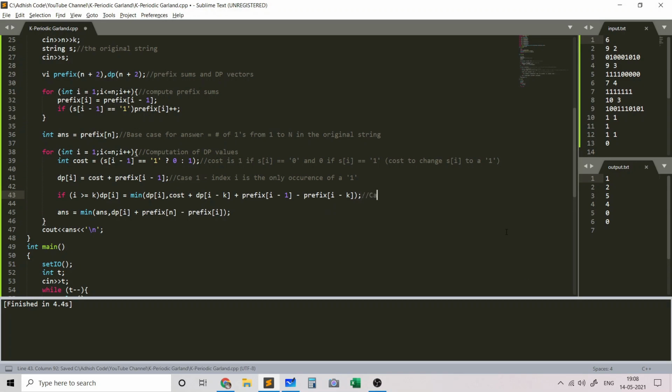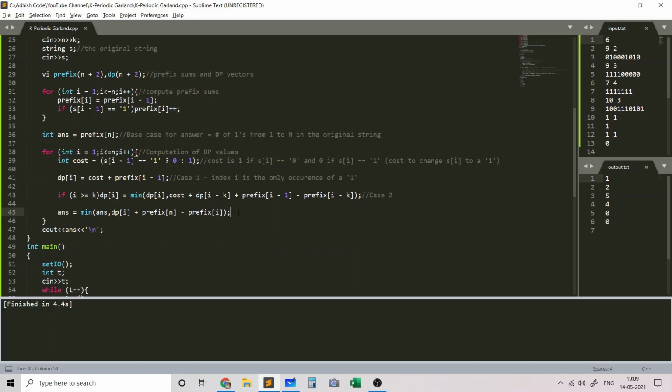So in case 2, what we are doing is, we are doing dp of i as the minimum of dp of i plus the cost of changing s of i to a 1 plus dp of i minus k, because that's the previous occurrence of the 1. And we would need to make all the values from i minus 1 to i minus k a 0, and that's why we do prefix of i minus 1 minus prefix of i minus k.